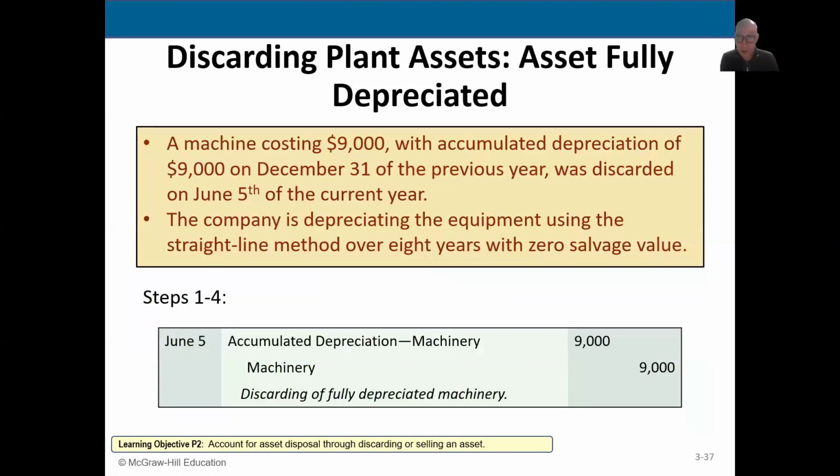We have machinery for $9,000, accumulated depreciation of $9,000. In other words, it's reached the end of its useful life. Okay? At the end of the fifth year. We decided that the equipment is using straight line depreciation over 8 years. It has a salvage value of 0. So we debit accumulated depreciation and credit machinery. It's fully depreciated. It's reached the end of its useful life. So all we're going to do is take it off the books. And to do that, we debit accumulated depreciation and credit machinery.